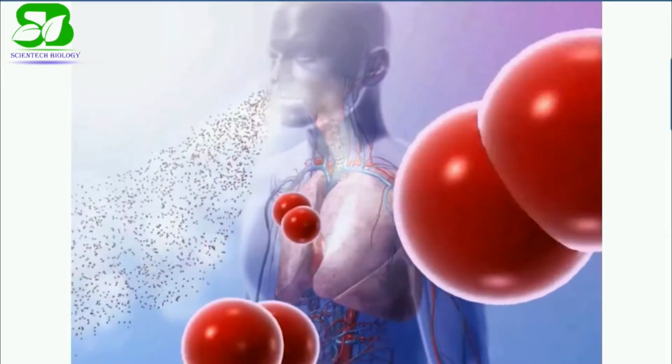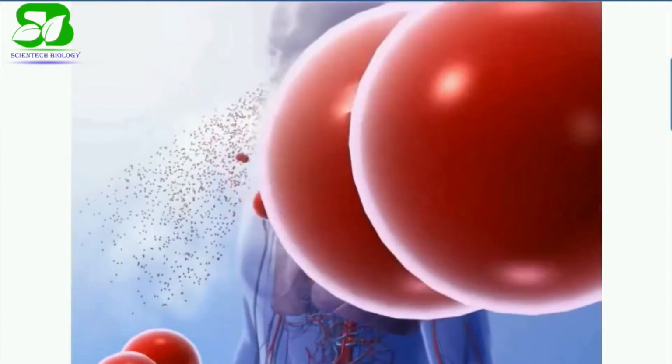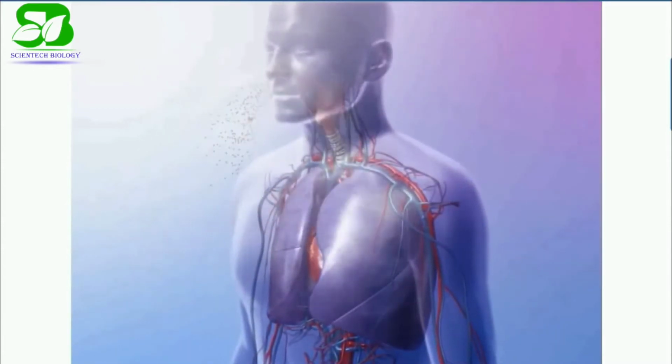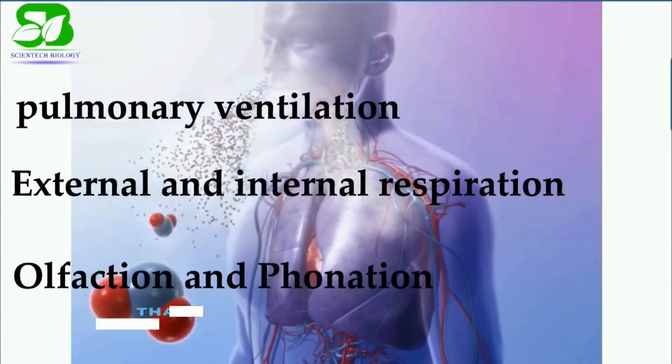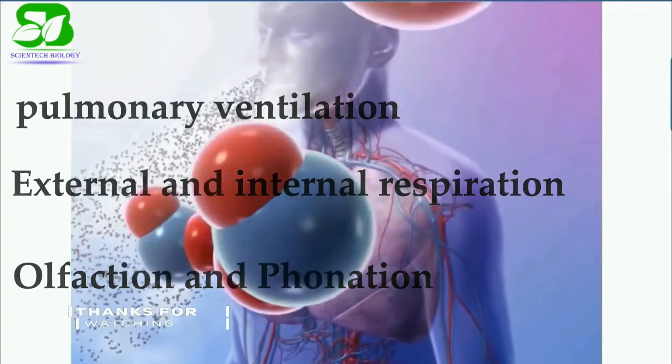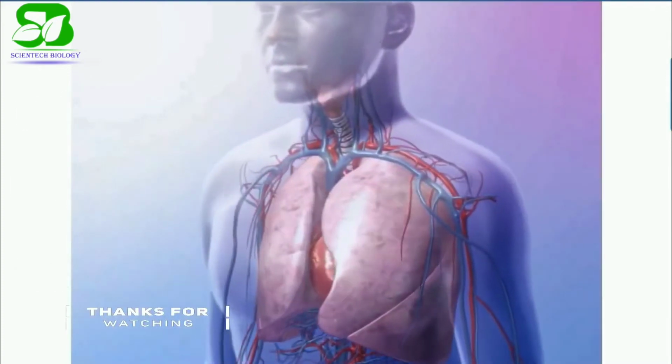The human respiratory system. The human respiratory system is one of the most vital organ systems of the body that supports pulmonary ventilation, external and internal respiration, olfaction and phonation.